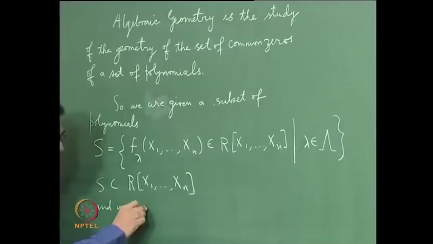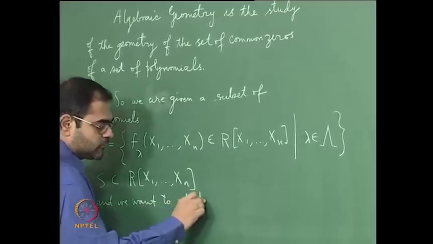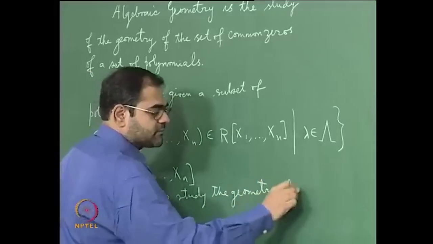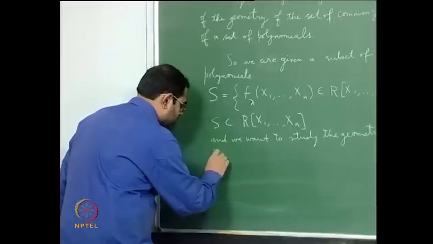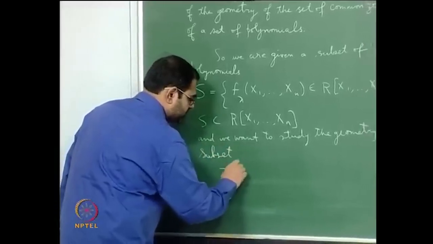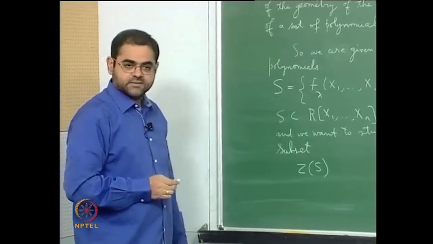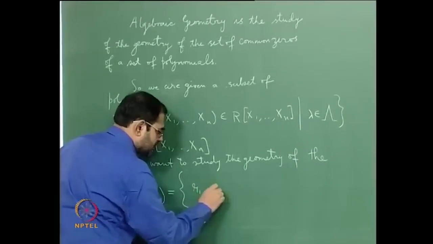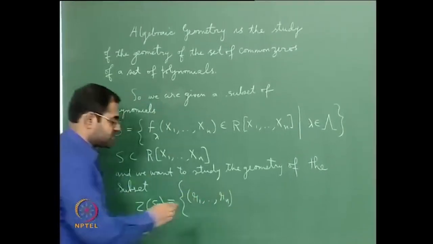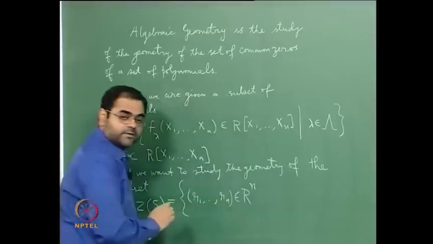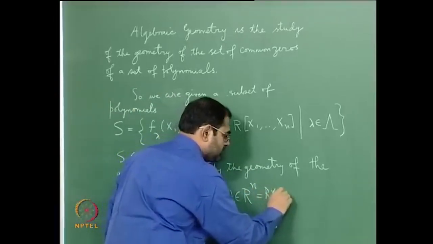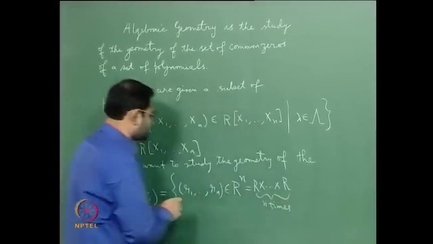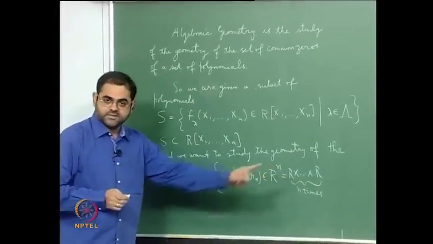Okay, and we want to study the geometry of the subset Z of S, the set of common zeros of S, and that is defined to be the set of all (r1, etc., rn), n-tuples of elements of R. Okay, so this is just R cross R, n times, this is just the Cartesian product of R taken with itself n times.